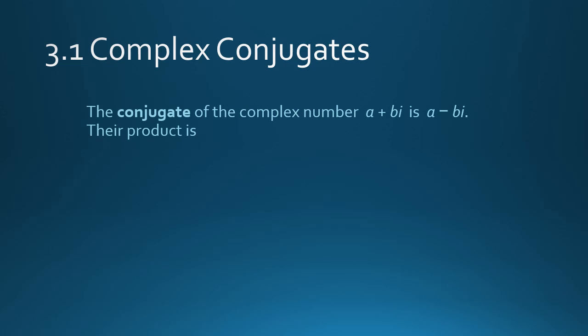Now we've talked about conjugates before. We did this in Algebra 2 and Algebra 3. The conjugate of the complex number a plus bi is a minus bi. Notice that the numbers are the same. The signs in between are what is changed. When you multiply these two together, you get a squared plus b squared. Notice that the i has gone away, and that's one advantage to knowing the conjugate of the complex number.